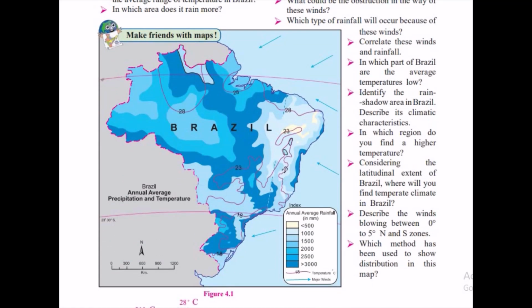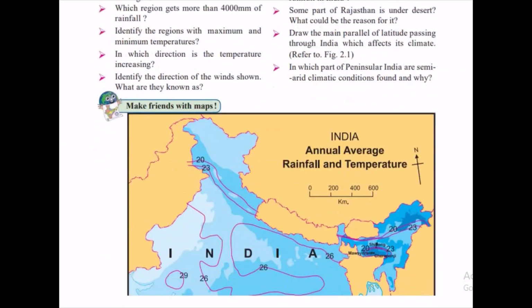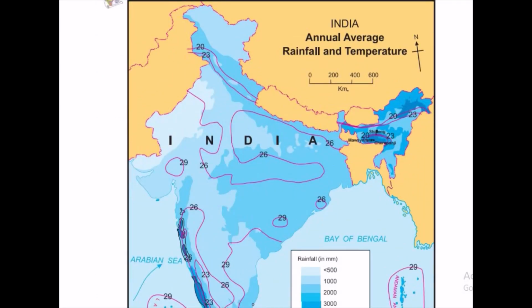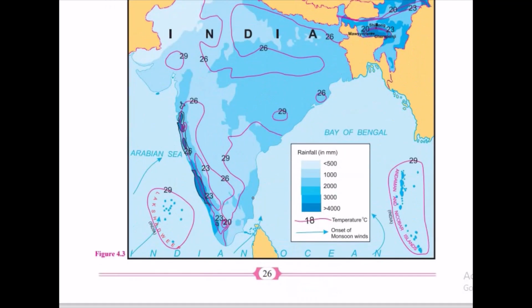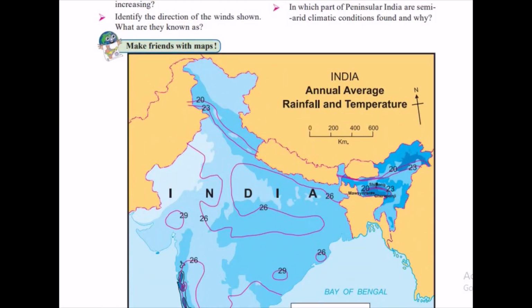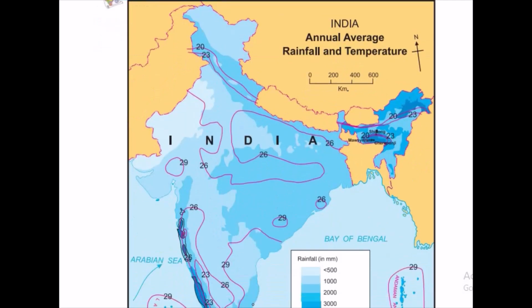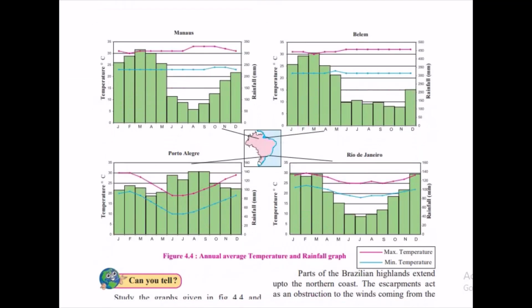You can see here the average annual rainfall and temperature of Brazil. You can read the map. Also, we could find the annual rainfall and temperature in India. I'm not going to explain the map, your teachers will tell you. I want to simplify it so that the complications you see in the book can be reduced and you can learn it in an easy manner.